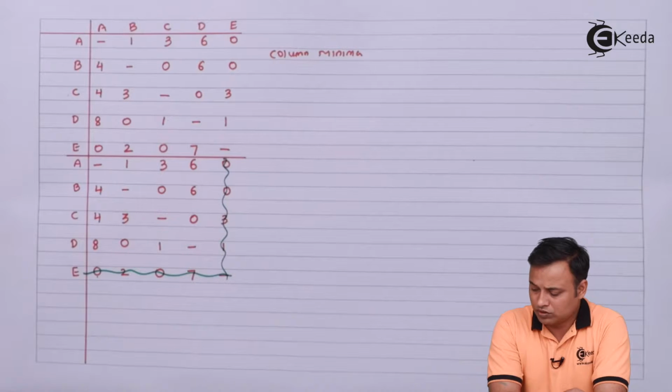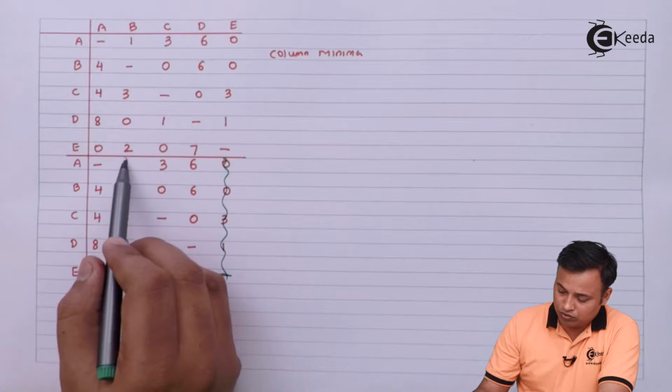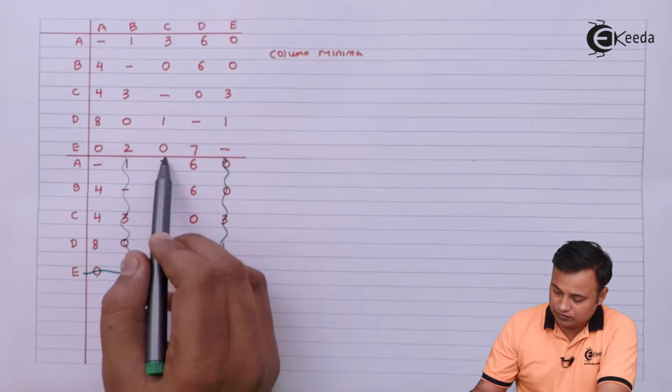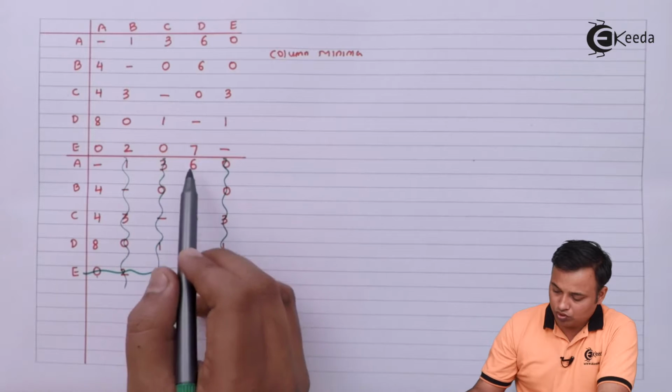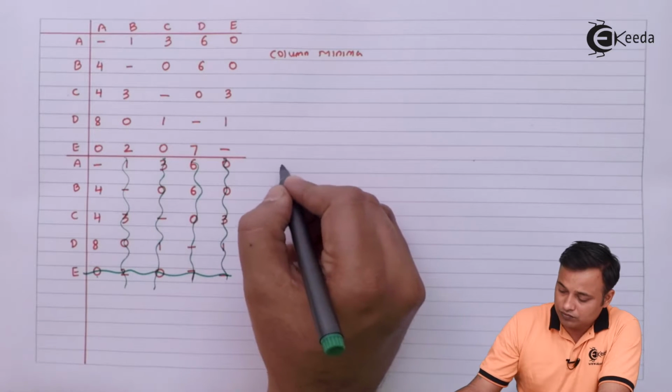Then I have 3 more zeros which are in separate columns. So there's no option but I have to draw 3 more lines, 1, 2 and 3. So my number of lines are 4.